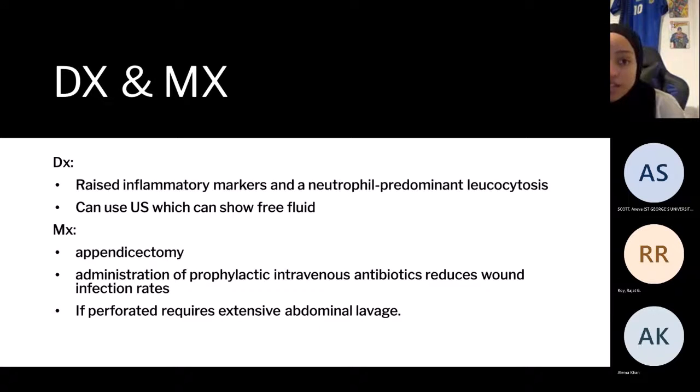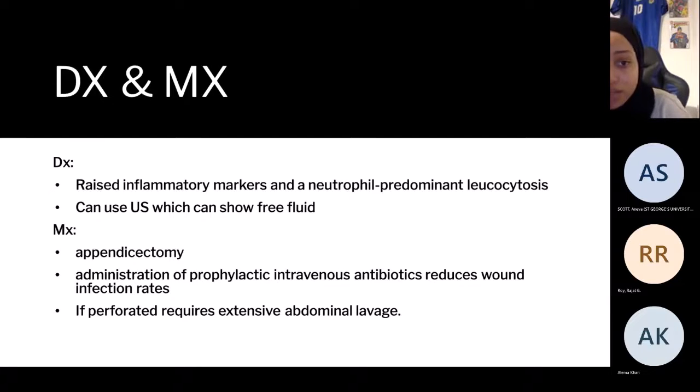In terms of diagnosis and management, you diagnose it with raised inflammatory markers and a neutrophil predominant leukocytosis, and you can sometimes use an ultrasound. Again, you might not be able to find the appendix, so you do have to have a low threshold for treatment, because you really don't want it to perforate, as once it perforates, it's not got the best prognosis, and it can be quite difficult for the patient itself.